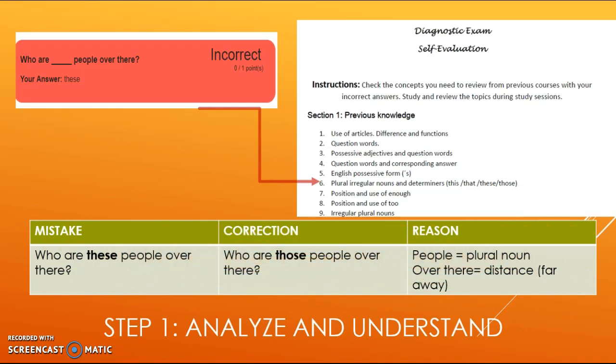In your notebook, make a chart that gives the idea of the mistake and what the correction could be, and the reason why you're selecting this correction. This is not for tomorrow. This is a process that is going to go through the period. Correction and reason take research.